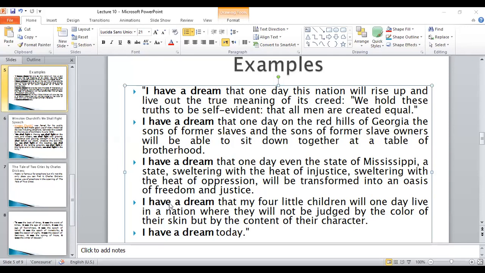Dream means, what we say in Urdu, arzu, a khwab. So he is repeating here, I have a dream, I have a dream. By repeating this, he is doing what? He is emphasizing his dream. He is emphasizing his vision. But this is what we call anaphora. Is that clear?